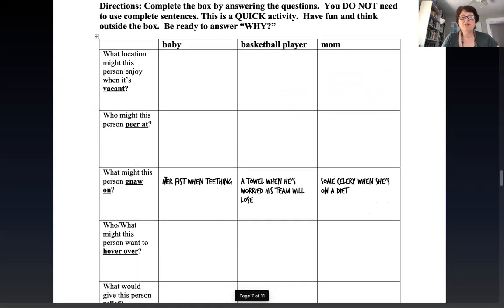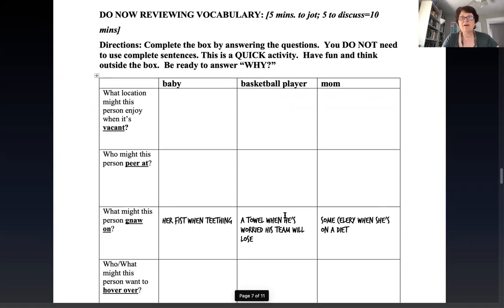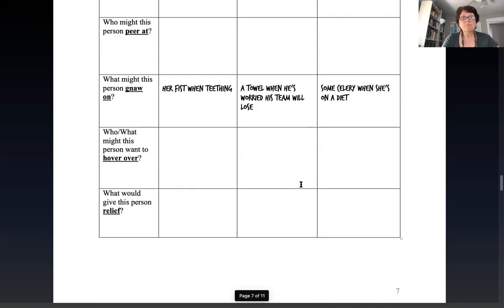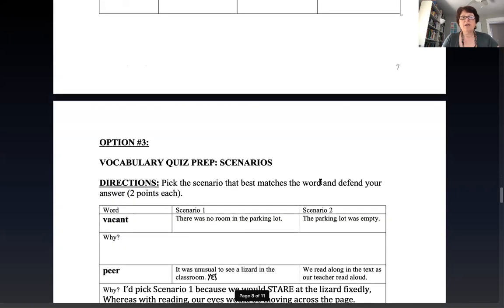So you can see here that a baby might gnaw on her fist when teething, a basketball player might gnaw on a towel when he's worried his team will lose, mom might gnaw on some celery when she's on a diet. Not to stereotype, but anyway, just to give some ideas, okay? All right, option 3 is what's called scenarios.